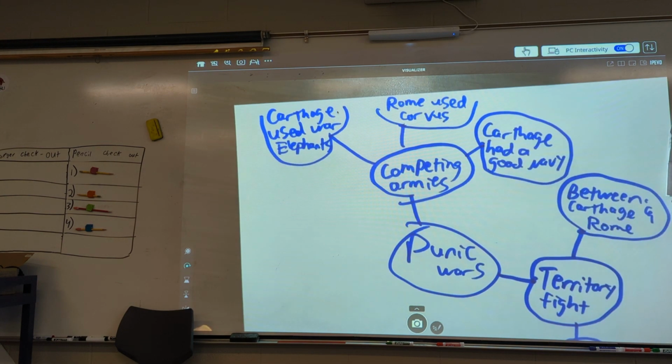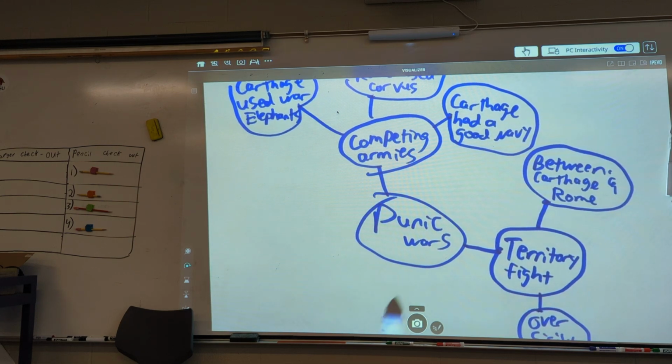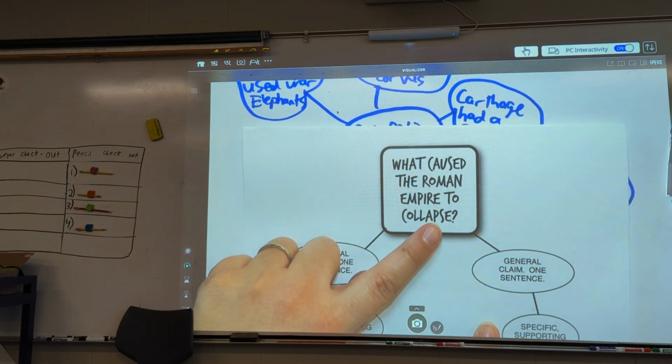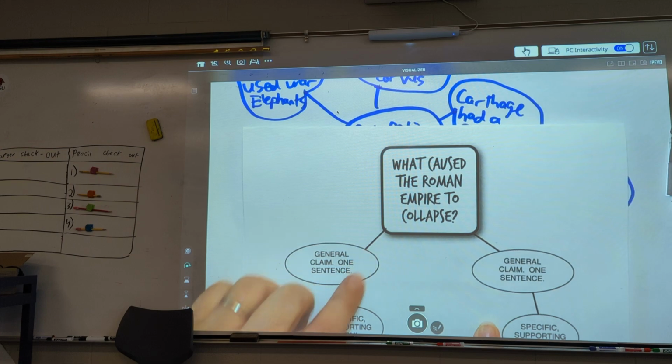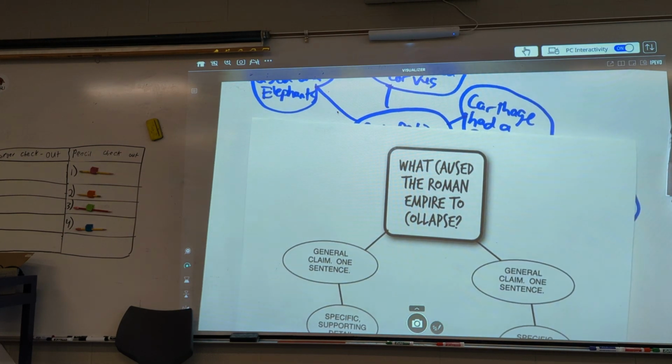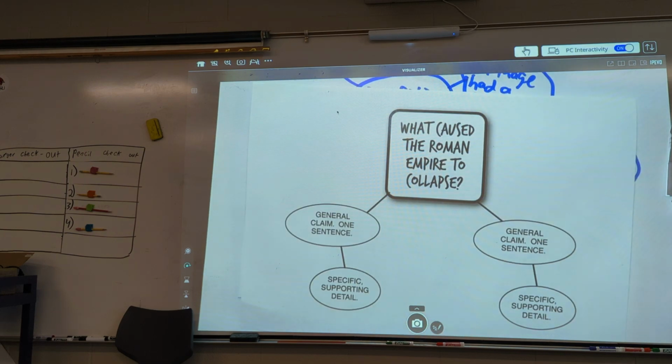Same thing: I have my topic, I have two general bubbles, and then off those bubbles I give more specifics. That is what you are going to do when you're completing this assignment. You have the general idea of what caused the Roman Empire to collapse, that's the theme, the main idea. As you're looking through the documents, you're going to pick some general bubbles, like categories that you may have seen show up in one document or multiple documents, and then you're going to give more details to back that category up and further explain it.